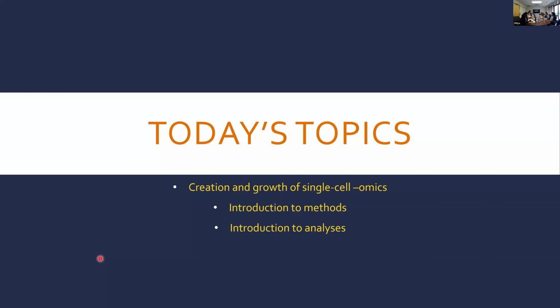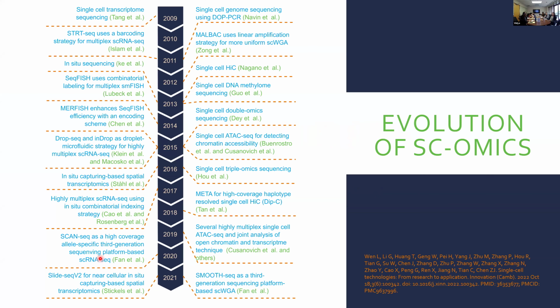So I'll start off talking about when these things first became available and how rapidly they've grown, and then talk about the different methods that are available for each technique, and then the analyses that are involved in them. Okay, so single cell omics became a thing sometime around 2009 with the Tang et al. paper that introduced the idea of single cell transcriptome sequencing.